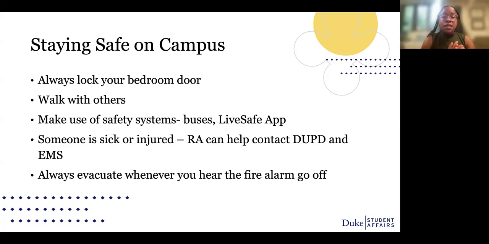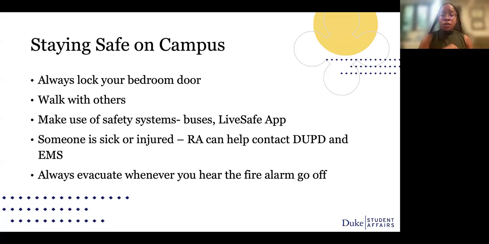Make sure you use the safety systems. The bus is always your safest ride. The Live Safe app is also really great. If you're a parent, I always suggest downloading the Live Safe app as well. If your student wants to walk home late from the library, they can always share their location with you. They have to let you know when they get back, and if they don't let you know in a certain time period, it'll guesstimate it.